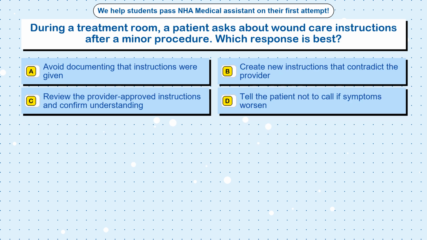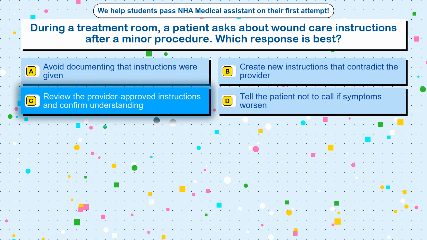Question 72. During a treatment room visit, a patient asks about wound care instructions after a minor procedure. Which response is best? Option A. Avoid documenting that instructions were given. Option B. Create new instructions that contradict the provider. Option C. Review the provider-approved instructions and confirm understanding. Option D. Tell the patient not to call if symptoms worsen.